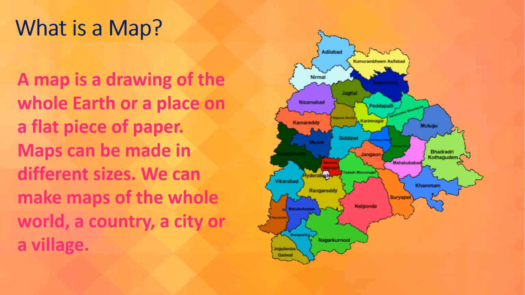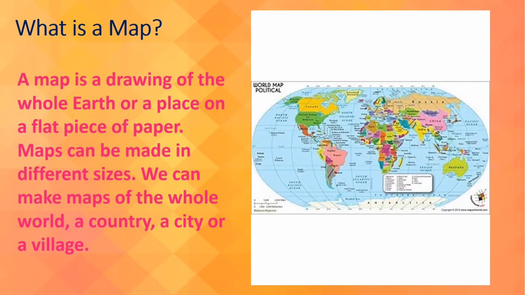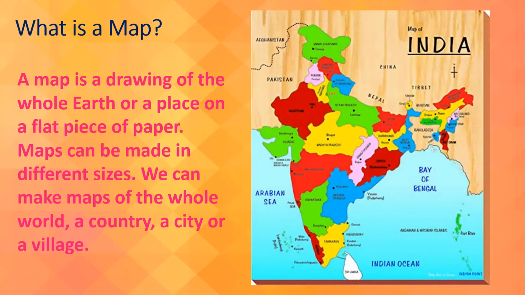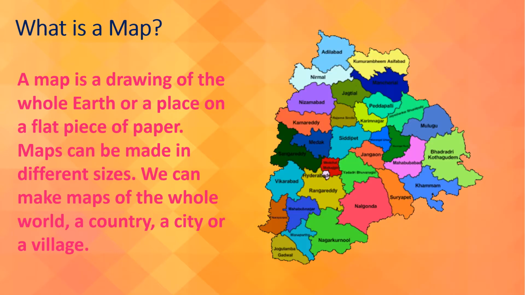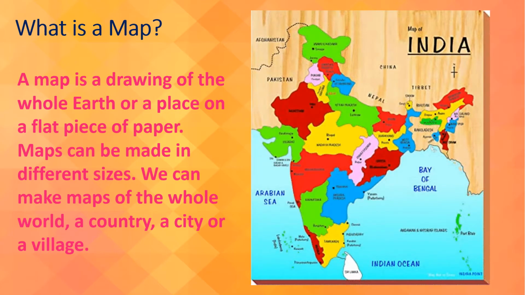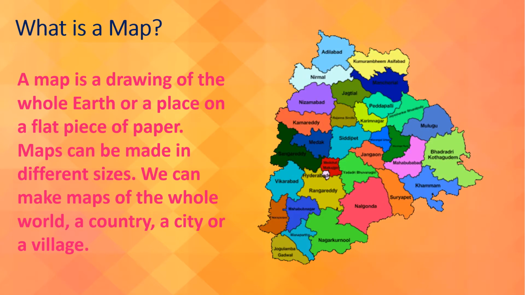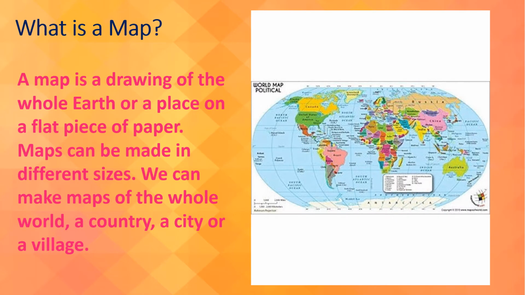A map is a drawing of the whole earth or a place on a flat piece of paper. Maps can be made in different sizes. We can make maps of the whole world, a country, a city, or a village. So a map is a symbolic representation of selected characteristics of a place. Like what? Like the countries, the location, the distance between two places. So all this is usually drawn on a flat surface. So maps present information about the world in a simple and visual way.